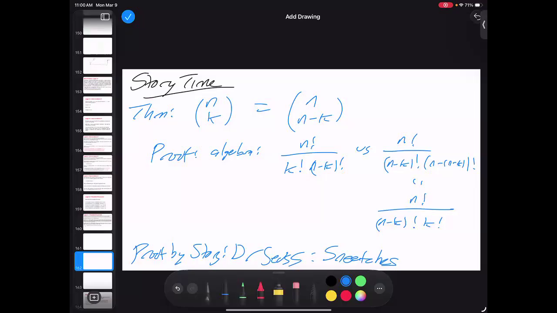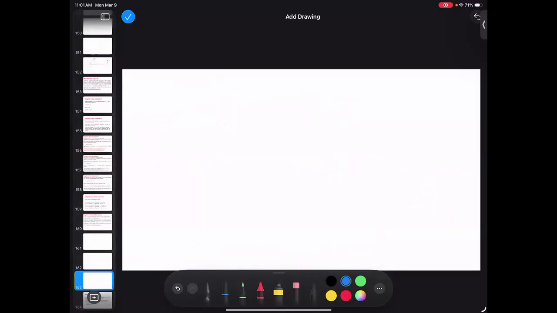If I'm choosing K people out of N to get something, and only those K people get it, that's the same as choosing N minus K people to exclude. So these are really the same by telling the story. I could do the algebra, and when I'm done with the algebra, I don't really have a sense of why this is true. Or I could tell a story that if I'm choosing exactly K to have something, that's choosing exactly N minus K not to have something. And so this is proof by story. It's one of the best techniques we have, but it's sometimes very hard to do.